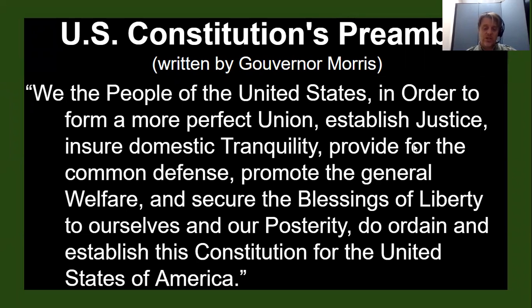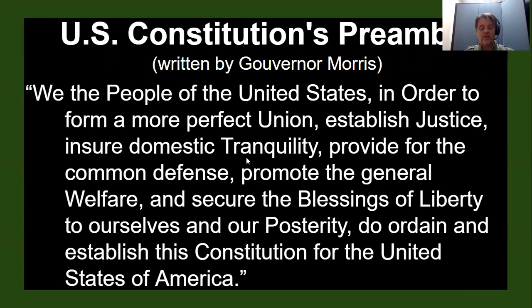They wanted to establish justice. Remember, justice means fairness. Justice doesn't mean equality. You get what you need, not the same thing. That's not always the same thing as everybody else. Ensure domestic tranquility. Domestic means in your home. So in this case, it means within the Union. Tranquility means peace. So peace amongst the states, peace within the states. Provide for the common defense.